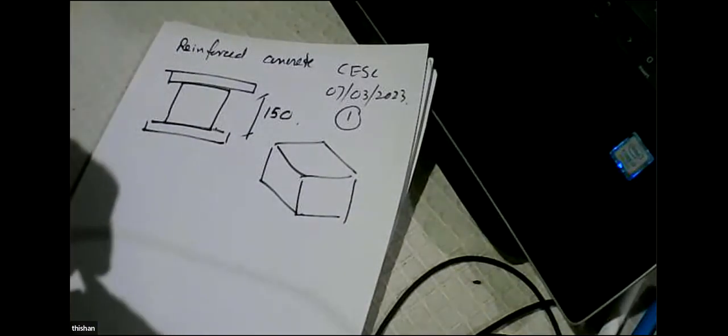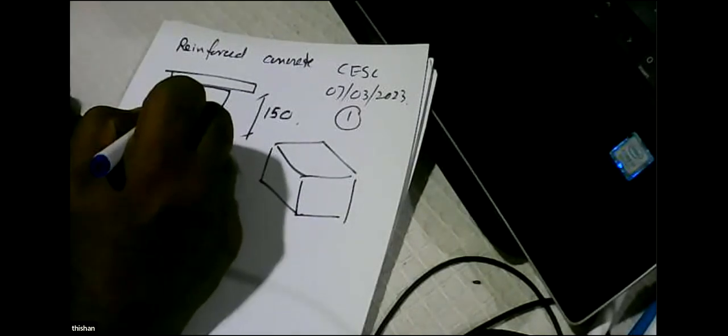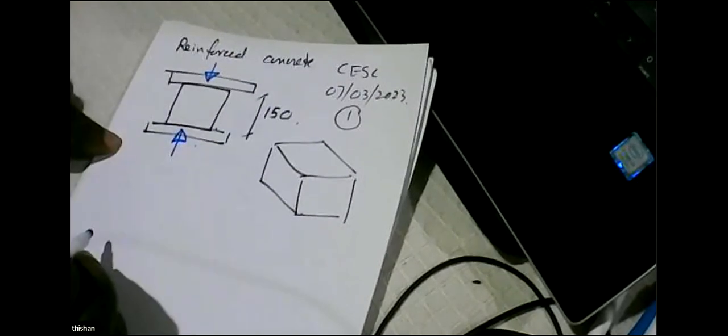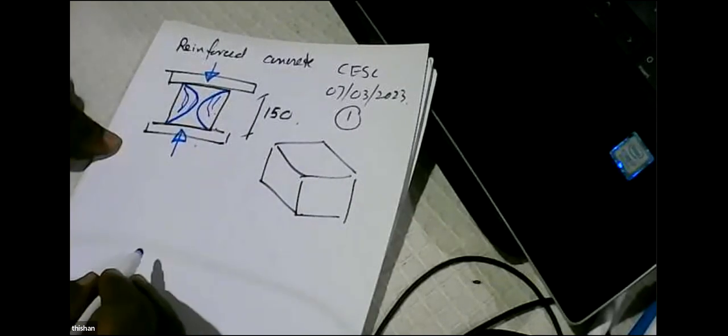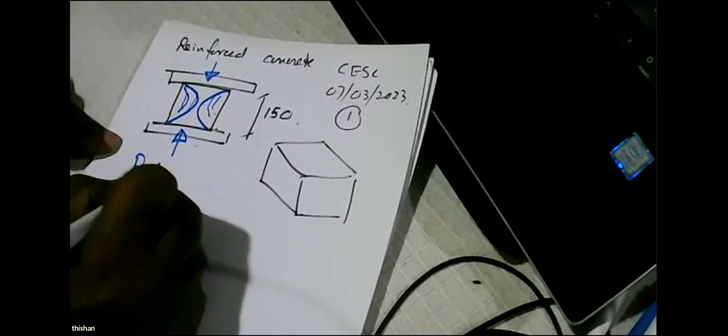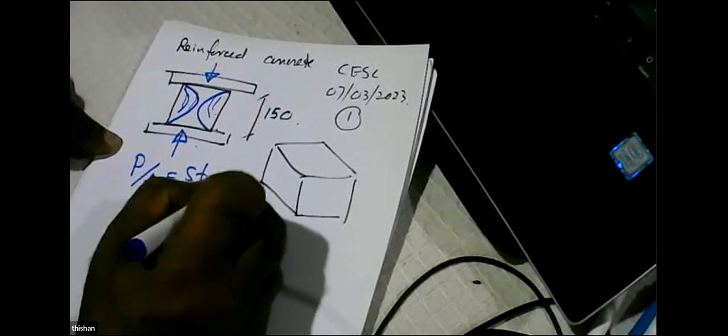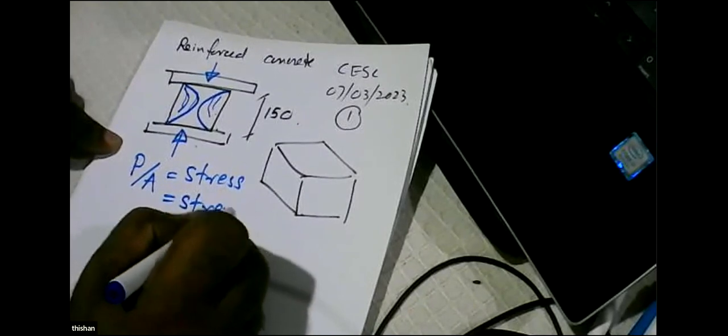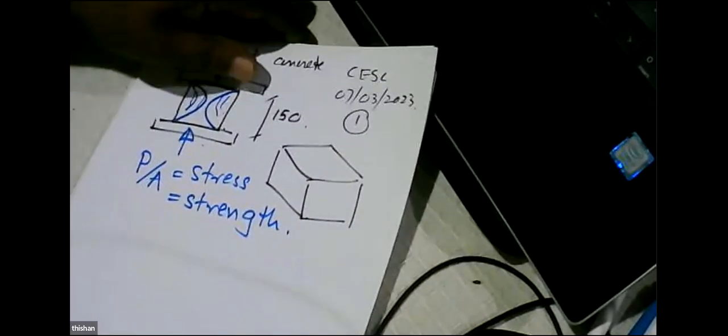What we do is we apply a load at a rate of 15 newtons per millimeter squared per minute, and we apply it gradually. Then you will start noticing some cracks, and finally it breaks like this. We say force divided by area is equal to stress, and in this case we call it strength, because we are looking at the strength, right?